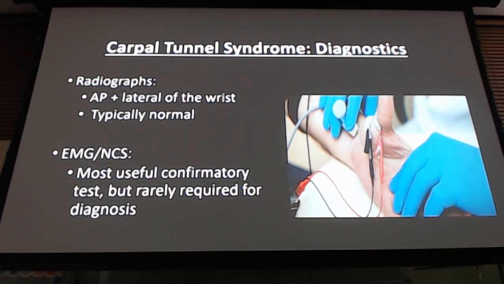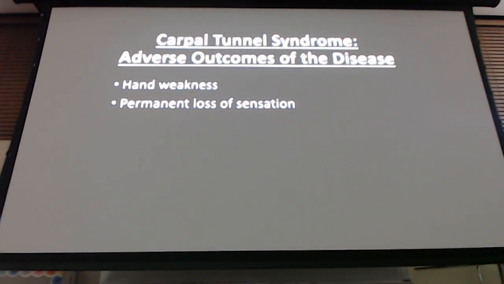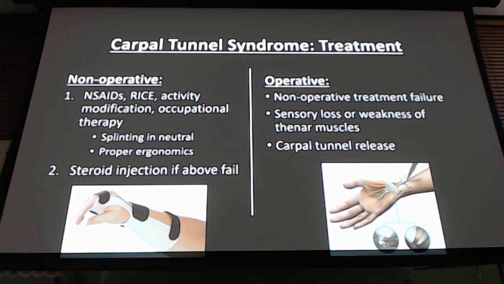I got an EMG nerve conduction study, and it showed there were delays. There were latencies. Good to go? Everybody understand the difference between confirmatory and absolutely 100% required? Yes. Okay. Good. Hand weakness, permanent loss of sensation, that makes sense. Okay. Carpal tunnel syndrome, excuse me.